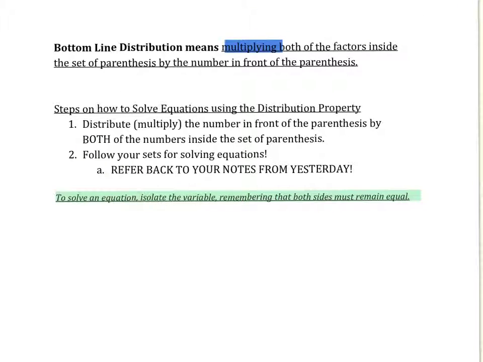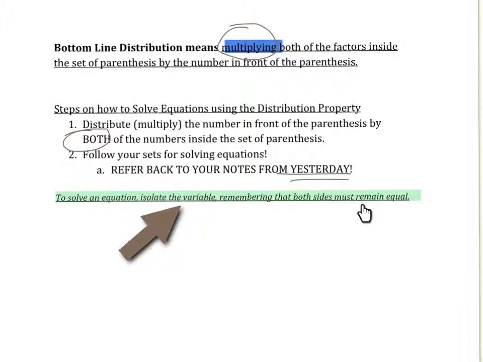All right, so the bottom line with distribution, the most important thing, is that you have to multiply both of the factors inside of the set of parentheses by the number in front of the set of parentheses. So here are just some steps to help you along the way. In order to solve equations using the distribution property, you have to distribute or multiply the number in front of the parentheses, and make sure it's both of the numbers. Follow your steps for solving equations. Yes, you might have to go back and look at what we did yesterday. You might have to remember how to solve an equation. You have to isolate the variable on its own, remembering that both sides need to stay equal.